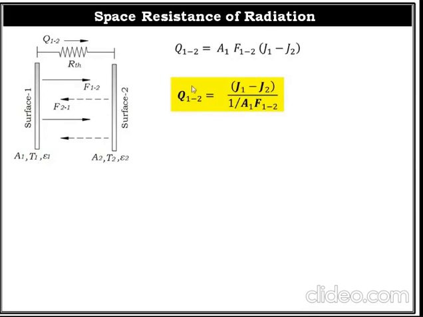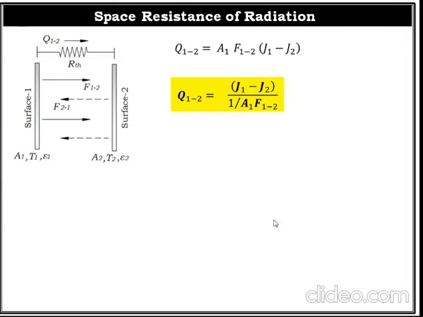Now rearranging this, Q1 to 2 is equal to J1 minus J2 upon 1 upon area A1 and shape factor F12. Why shape factor 1 to 2? Because we are considering heat transfer 1 to 2. If we consider 2 to 1, then the shape factor will be 2 to 1 and the area will be A2, and in the numerator J2 minus J1. So likewise there will be changes. Now this is our final form of heat transfer from 1 to 2.